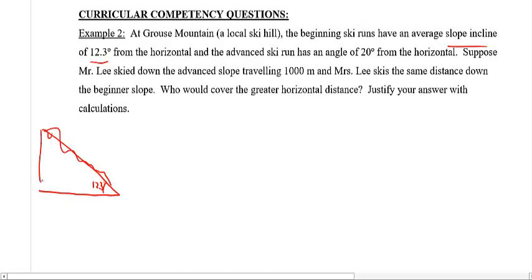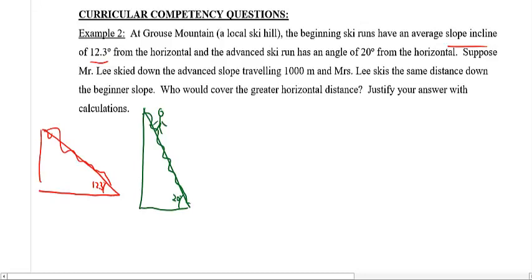Okay. The advanced ski run has an angle of 20 from the horizontal. Ooh, so much steeper. Maybe I'm exaggerating this. Yeah, there's your average. Suppose Mr. Lee skied down the advanced slope. Yeah, that's me. Whee.